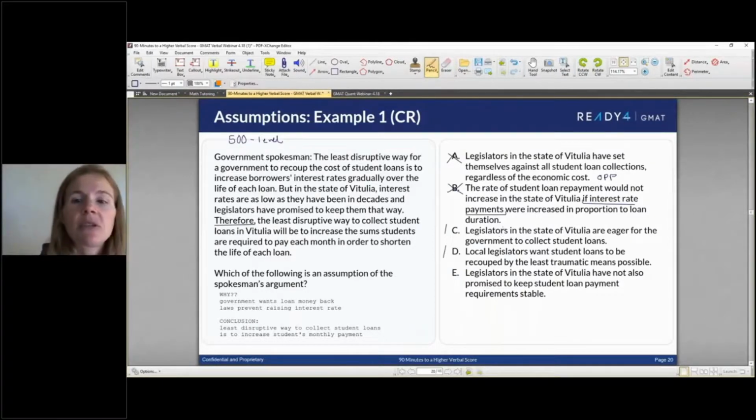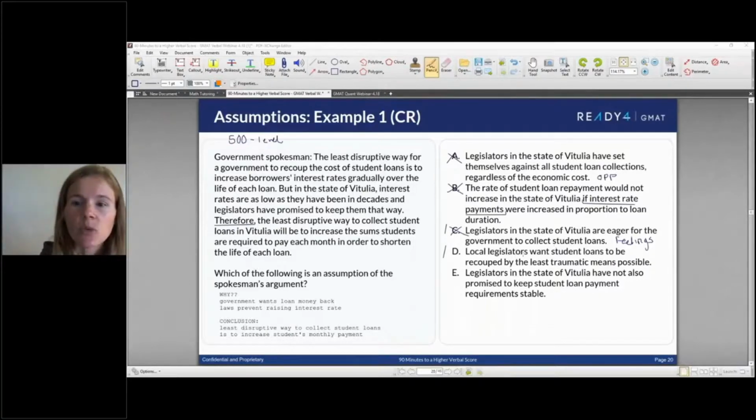So then we get to C and D, which people did like. Legislators in the state of Vitulia are eager for the government to collect student loans. Okay, once again, this is not an assumption. This is a statement of fact. The government wants the money back. And again, it's also not a conclusion. This is just statements of feelings. Like the government is eager to. No feelings. We don't bring those in. And obviously, if the government spokesman, as we say at the beginning here, is talking about how to get the loan money back, then they want the money back. We don't need to cast doubt on that, okay?